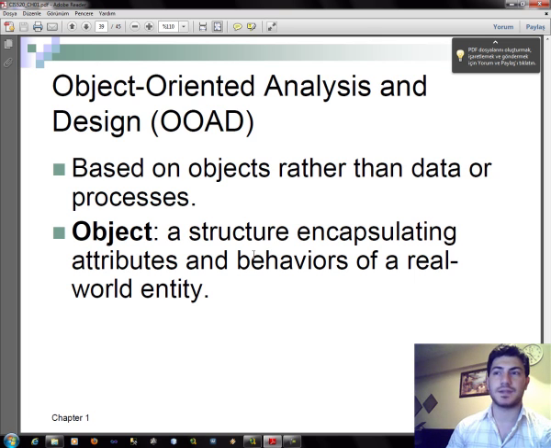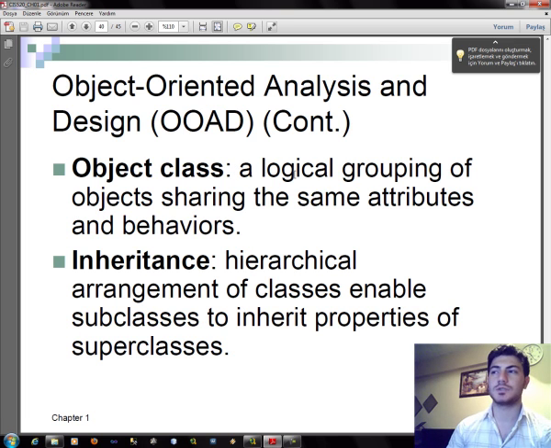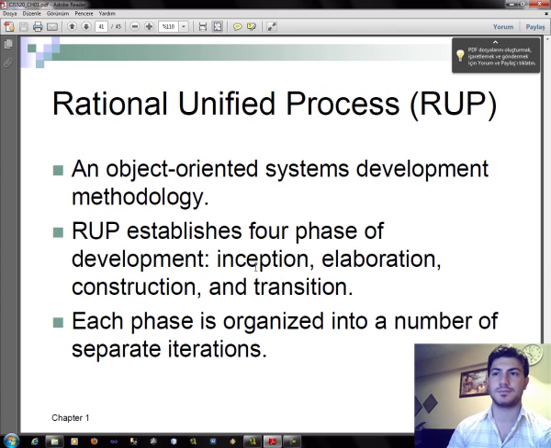Object-oriented analysis and design is based on objects rather than data or processes. It's really necessary because almost every program needs to use object-oriented design. An object is a structure encapsulating attributes and behaviors of a real-world entity. An object class is a logical grouping of objects sharing the same attributes and behaviors. Inheritance is a hierarchical arrangement of classes that enables subclasses to inherit properties of superclasses.